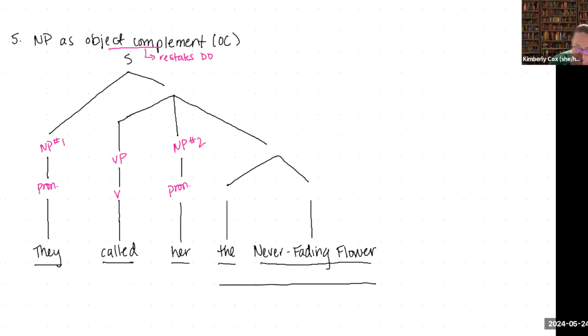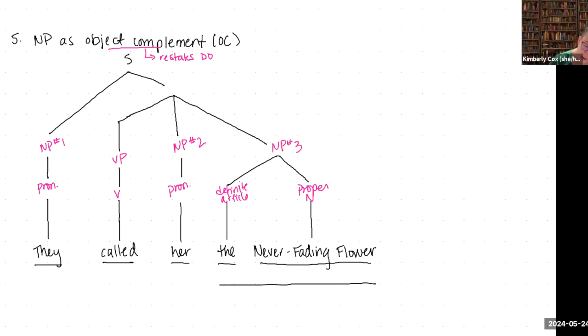The is a definite, that's the word I was looking for, definite pronoun, or sorry, definite article. Mixing up my words just a little bit. Article. And never fading flower. There are 3 words here, but they're all capitalized. So that tells us that what we're dealing with is a proper noun. So the definite article plus the proper noun is another noun phrase. This would be noun phrase 3.